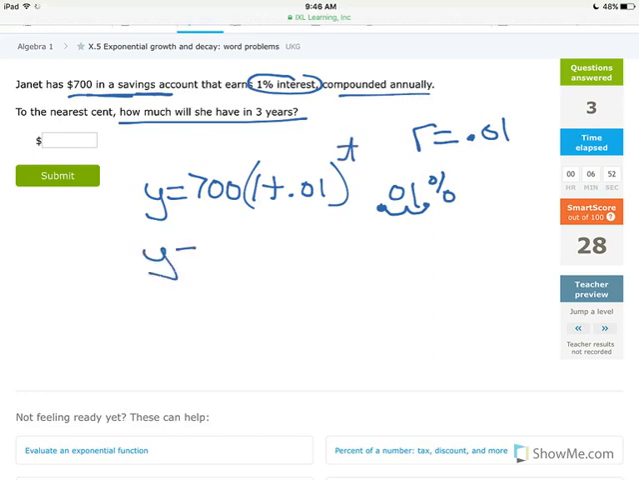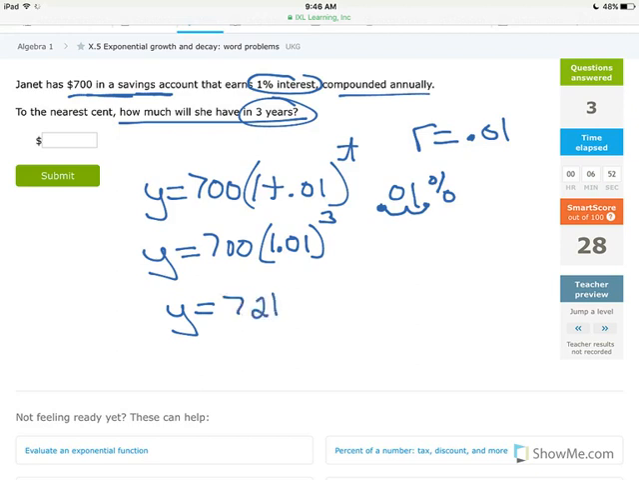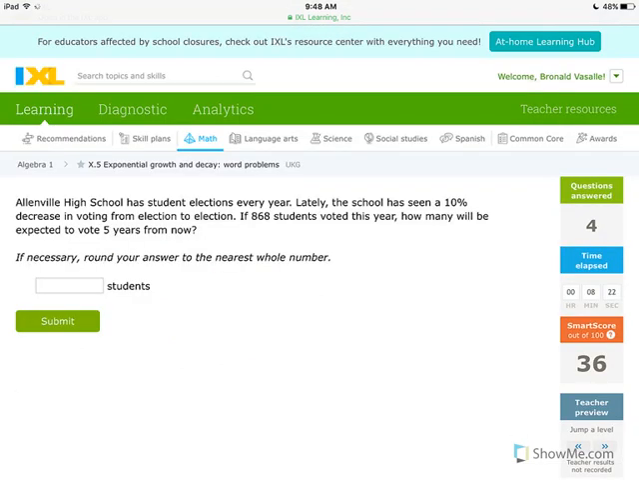And you can simplify your growth factor. So 1 plus 0.01, that should get you 1.01. And we're going to go for 3 years. And you can work that out on a calculator. Do 1.01 to the 3rd power multiplied by 700. So you should get, rounded to the nearest cent, looks like $721.21. And that should go into the answer box. And I think we have one more.